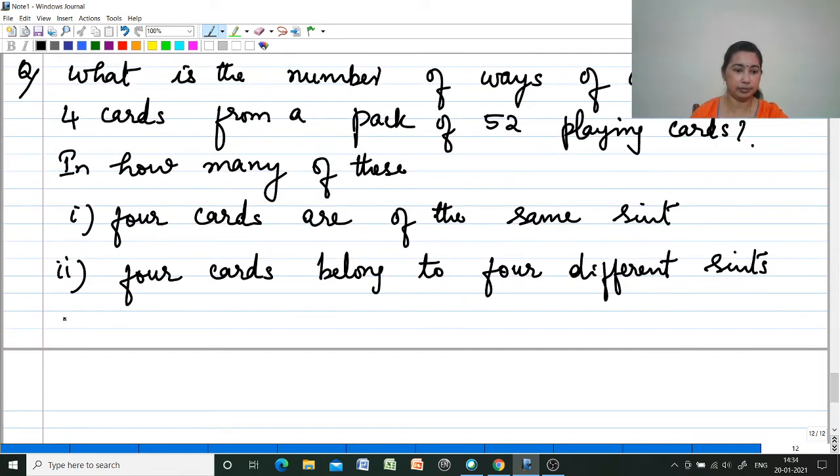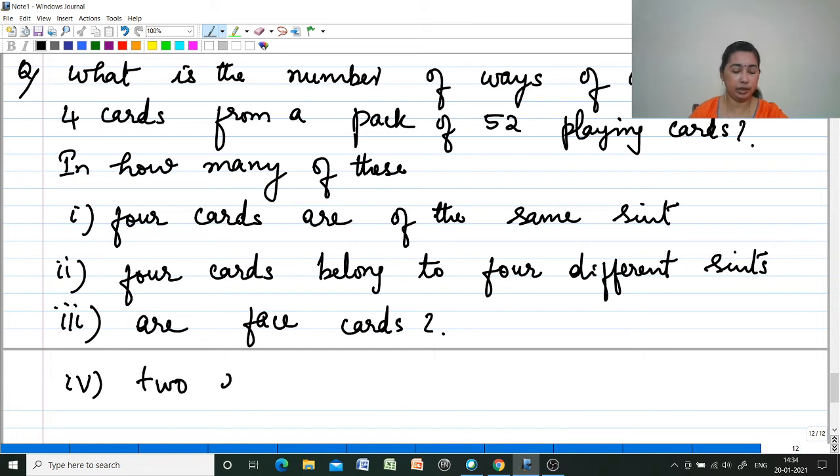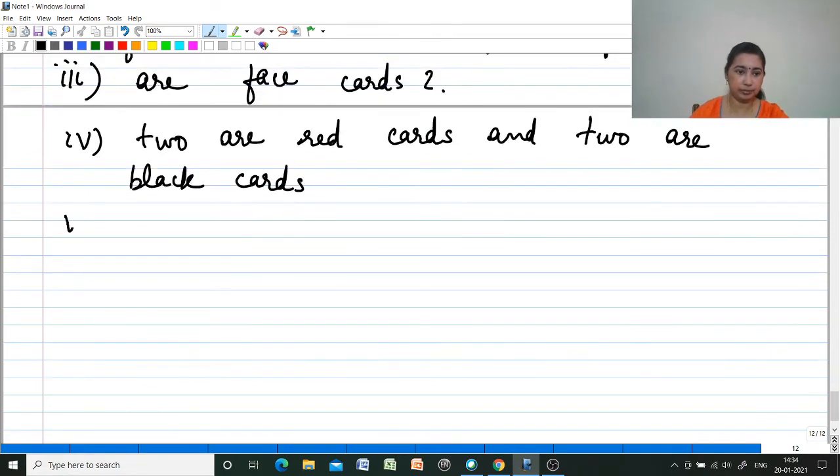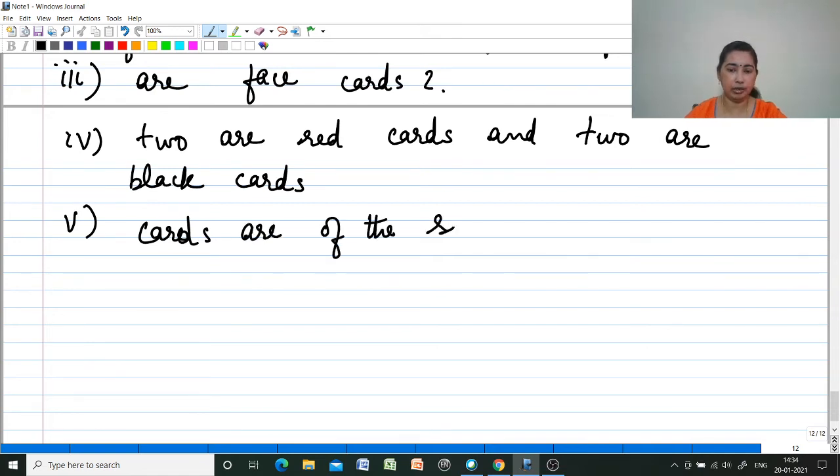Then third question, are face cards. What do you mean by face card? J, Q, K. Then fourth one, 2 are red cards and 2 are black cards. And fifth question, cards are of the same color.